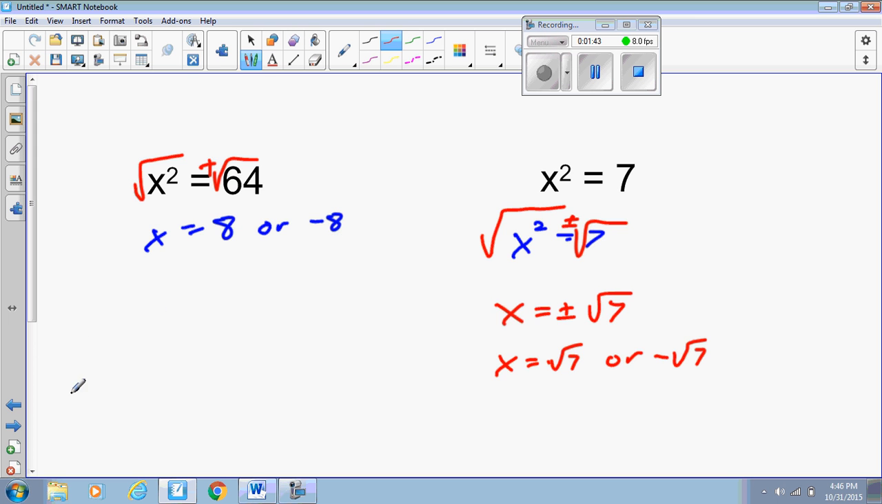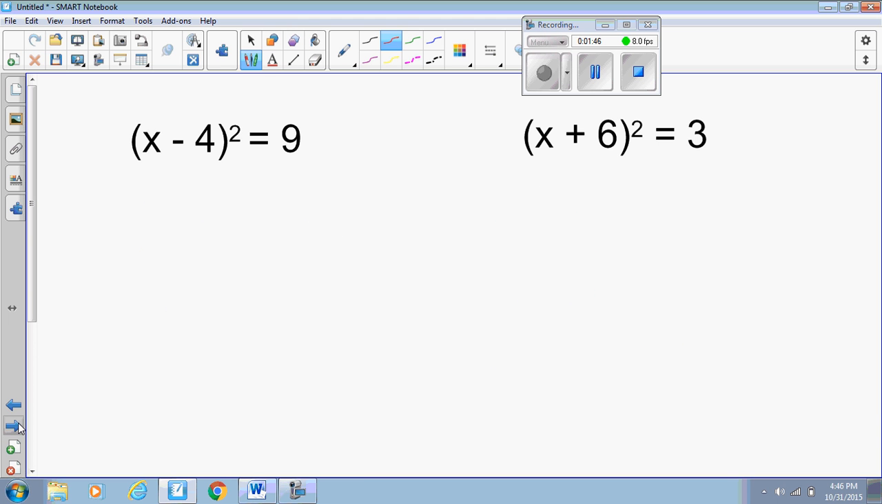Now we're going to use that principle to solve a problem like this. To get rid of the square, I'm going to take the square root of both sides. So I take the square root of this side over here and the square root of this side over here. Remember, plus or minus. So a square root of a square just eliminates itself. So that's going to be x minus 4. And then the square root of 9 is 3. And that's plus or minus 3. There's two possibilities.